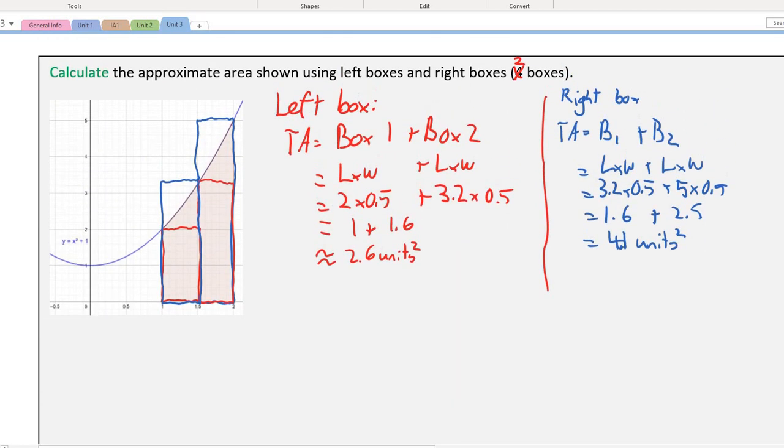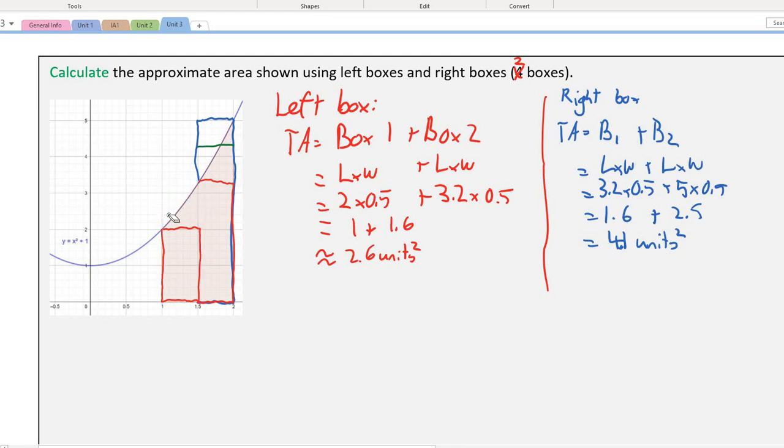Okay, looking at that, you can see that those answers are pretty far apart. The second answer isn't that far off being double the first answer. So this obviously isn't very accurate. If you wanted to make it a little bit more accurate, you can do what's called the middle box method, which is exactly what it sounds like. It means the middle of the box is touching the line. So you can see that it misses some out there, but it also adds some on there. So it sort of splits the difference between the left and the right box method.